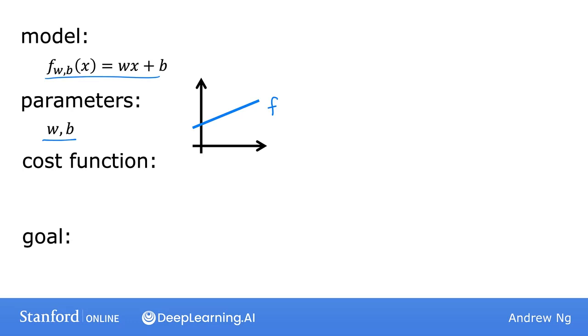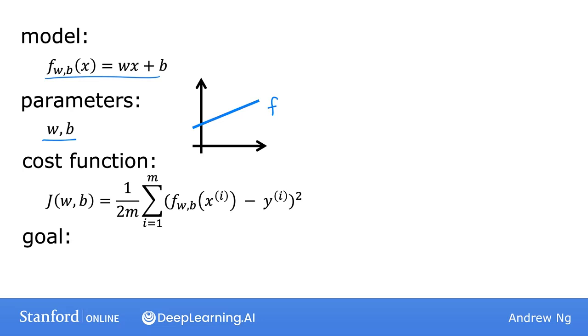To measure how well a choice of w and b fits the training data, you have a cost function J. And what the cost function J does is, it measures the difference between the model's predictions and the actual true values for y. What you'll see later is that linear regression would try to find values for w and b that make J of w, b be as small as possible. In math, we write it like this. We want to minimize J as a function of w and b.